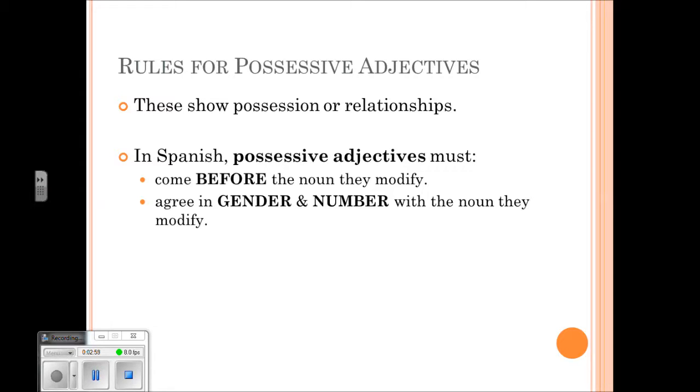So if you want to say my book, you would say mi libro. The my comes in front of it, just like it does in English. And they also have to agree in gender and number. So if you wanted to say my books, you would have to make it mis libros.